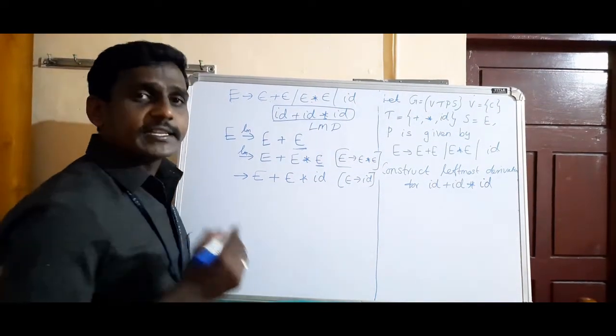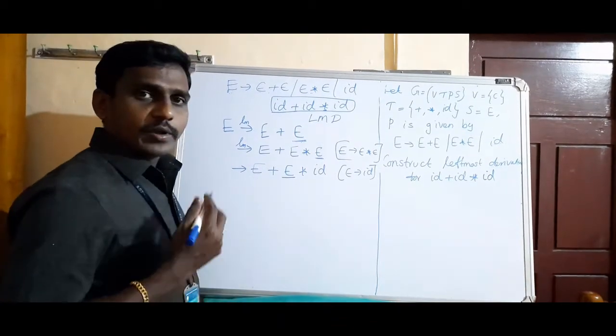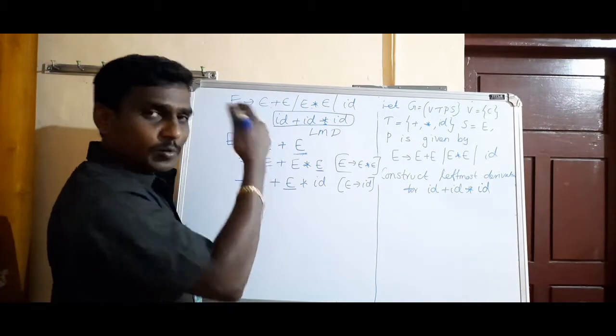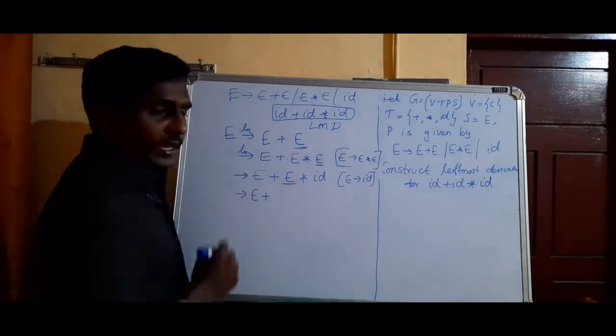So this is the terminal. No problem. Again I have to expand this variable. In the grammar we are expanding only the variable. Clear? Because in the grammar you have one variable. Right. So now in E plus E, only this E I have to expand.